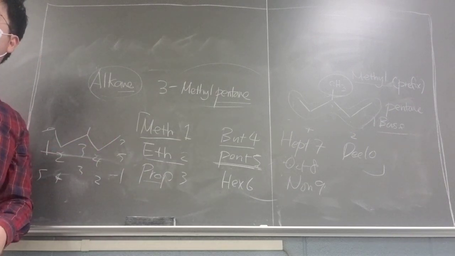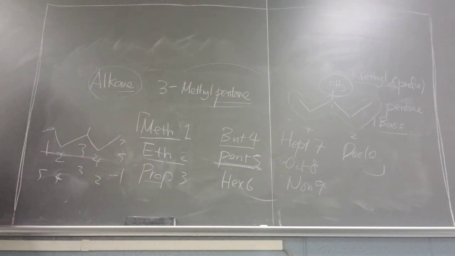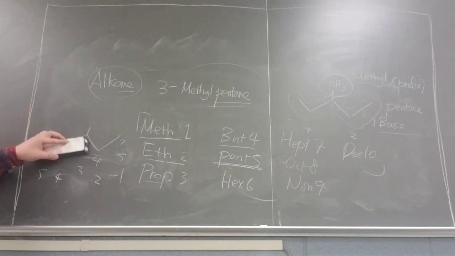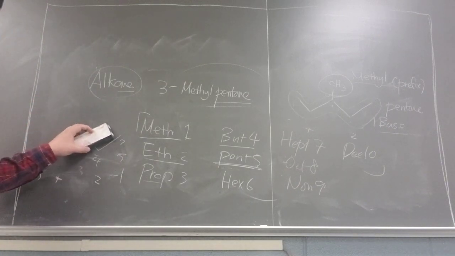How would you number it if there's an even number of carbons? Because you said for that one you could go from either direction and still get 3. How would you do it if it was butane, or so on? Yeah, that's a really good question. This is where I'm going next.